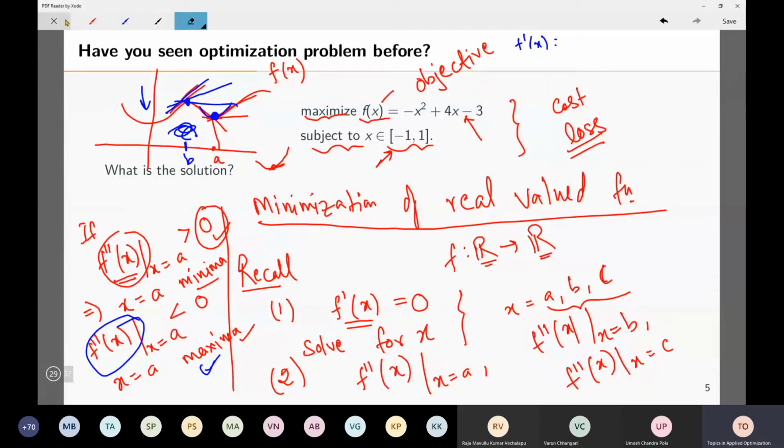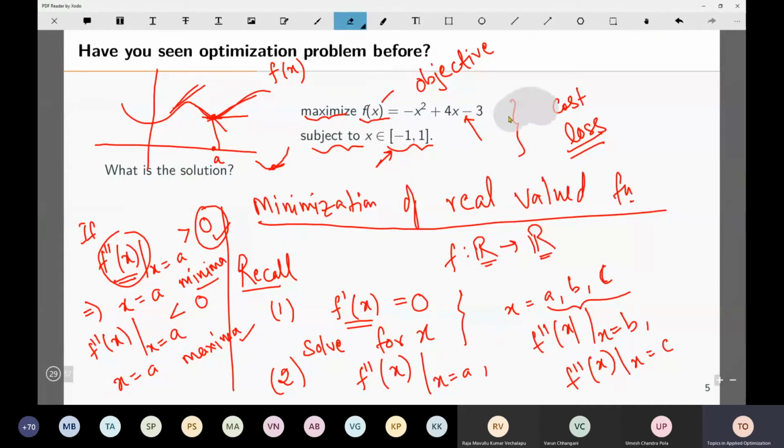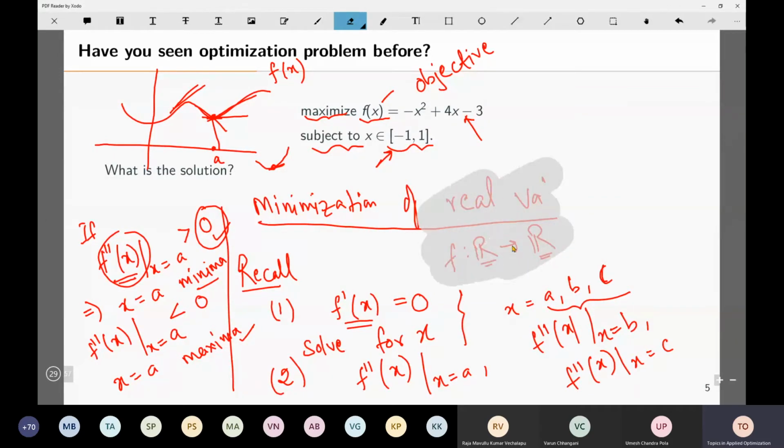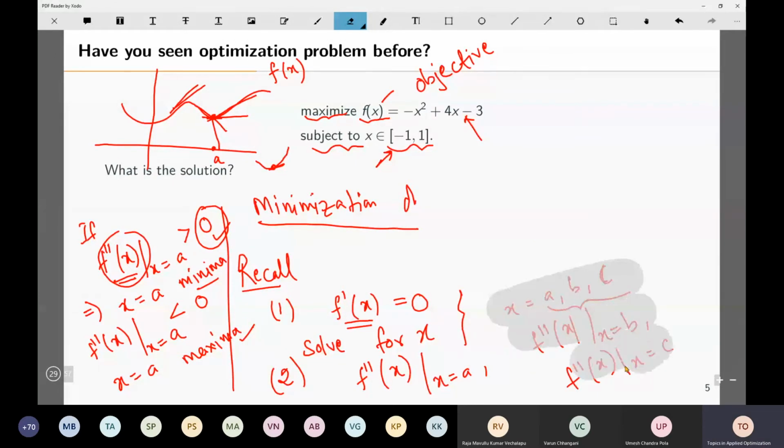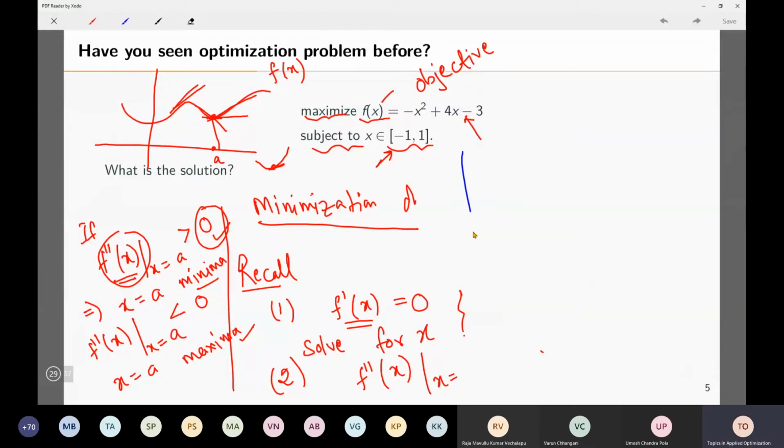So let me clear this so that I can have some space to derive this. Let me derive this now. So the first step is a derivative.